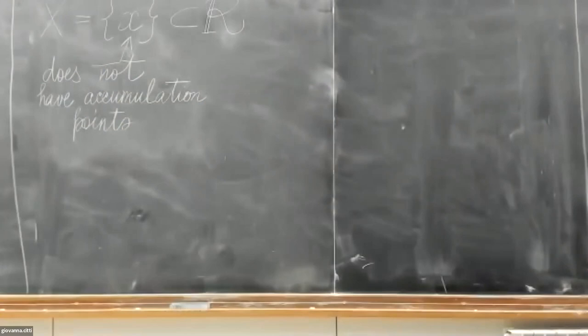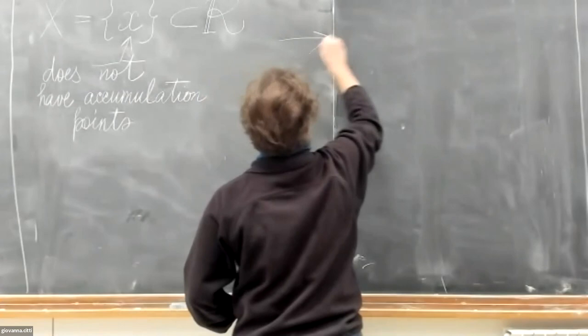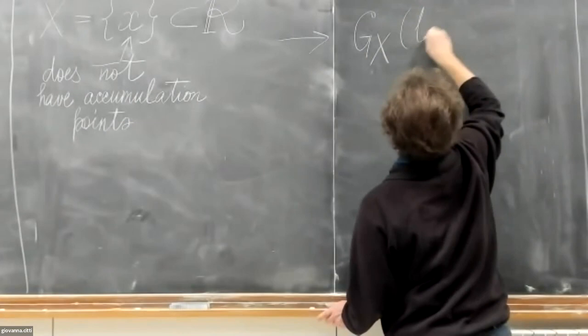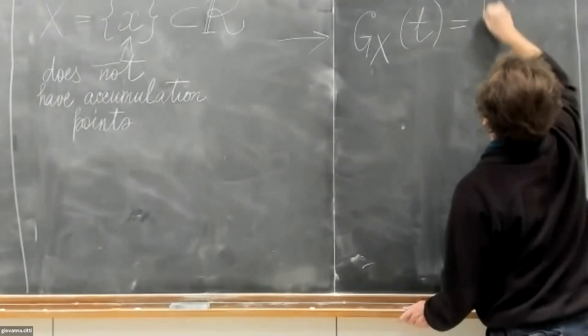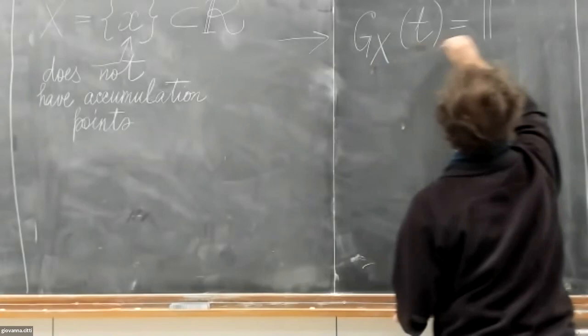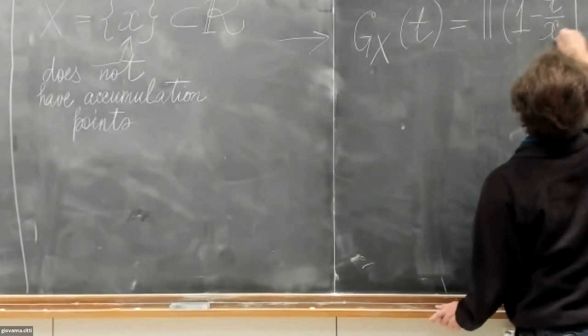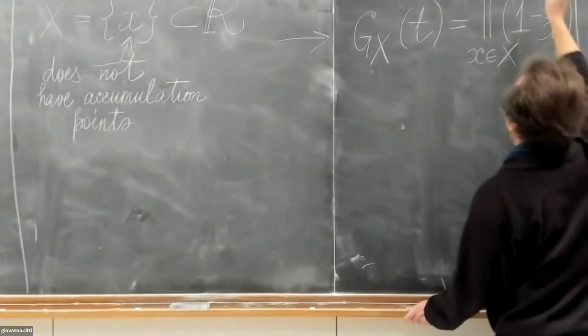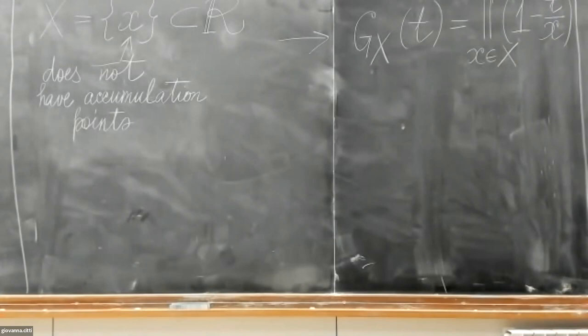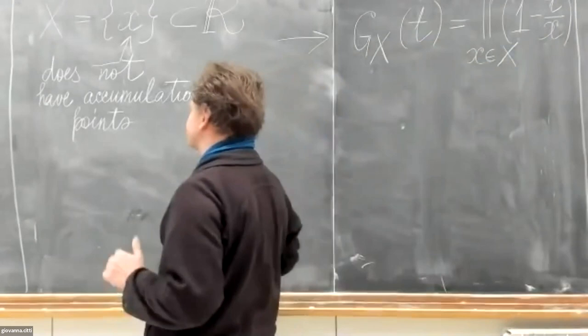Okay, so to this set, we can assign a function G_X of t, which is the product. So X is my configuration, t is the variable. We can assign the function, which is the product of 1 minus t over x. Under some natural assumptions, this product converges. So we will consider this product in principal value, and under some natural assumptions, it defines an entire function.